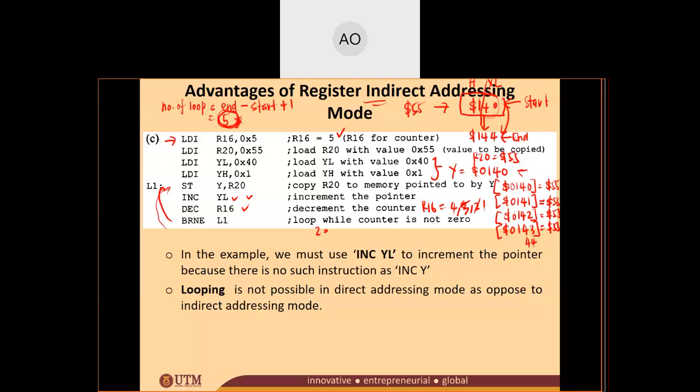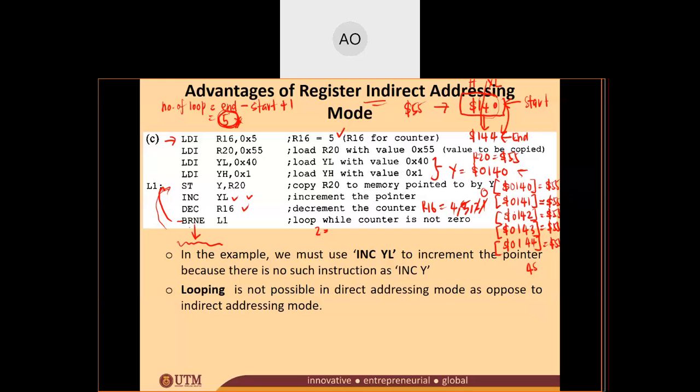And then store Y with R20. So at this address, you store again the number 55. And after that, you increment your YL. So your YL now points to what address? 45. And then decrement R16. Since the current value is 1, after you decrement, it becomes 0. So now you need to exit this loop. It will go to the next instruction, the one below the BRNE L1.